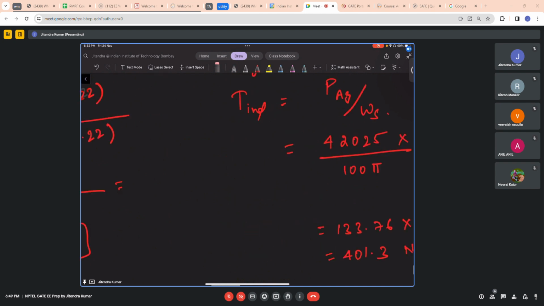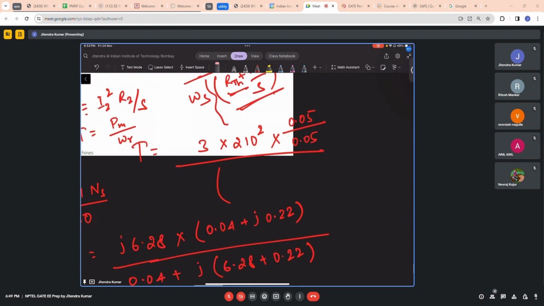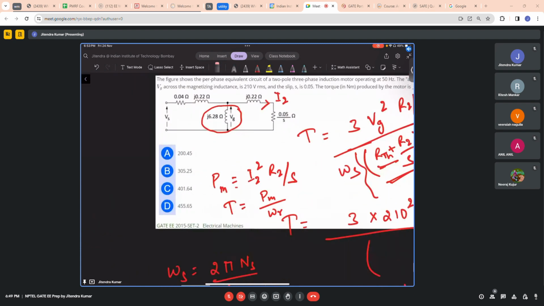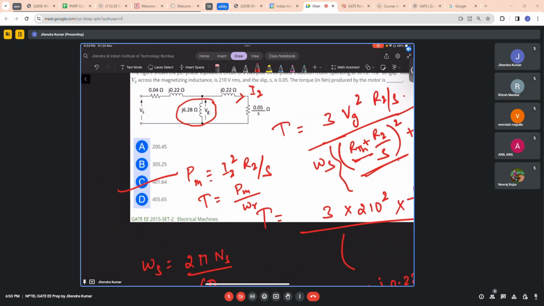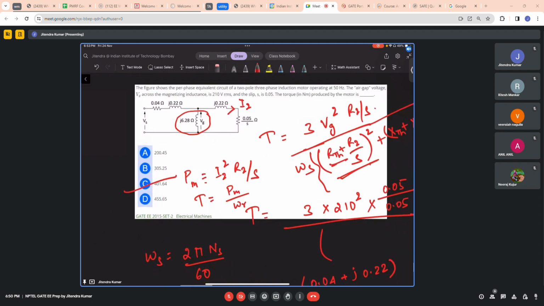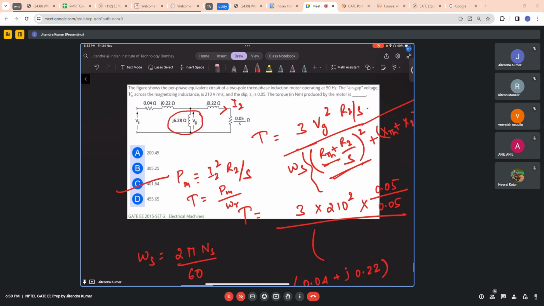Okay, now we can check the options. 400. Yeah, so option C is perfectly matching with what we have calculated. So the purpose of doing this problem is that you should not follow a unified approach, that we remember this expression and apply it everywhere. See the problem and choose the best way to solve that problem.